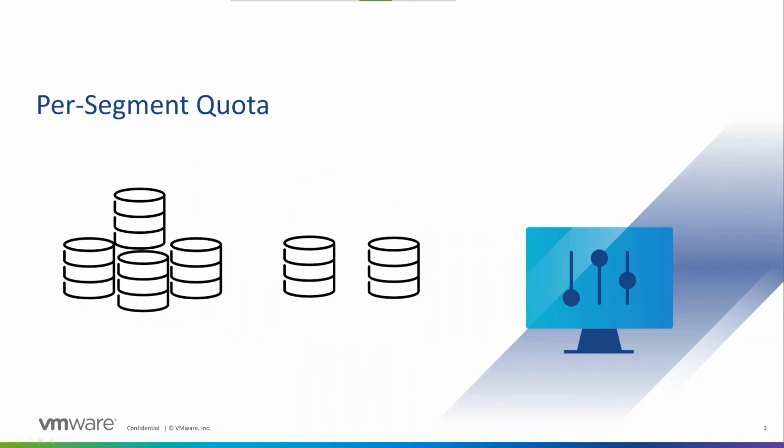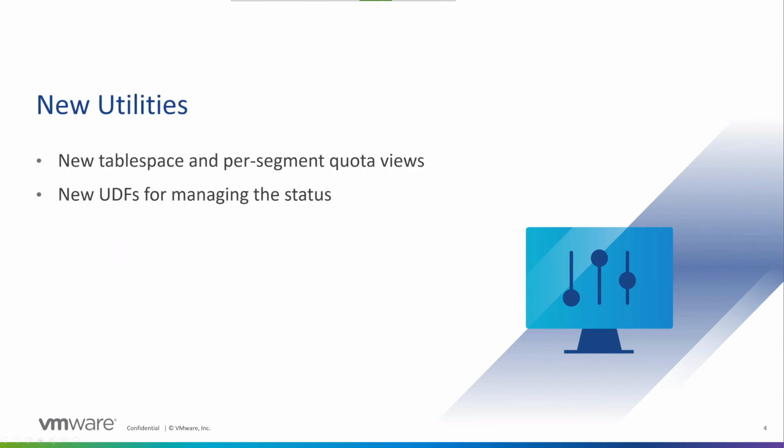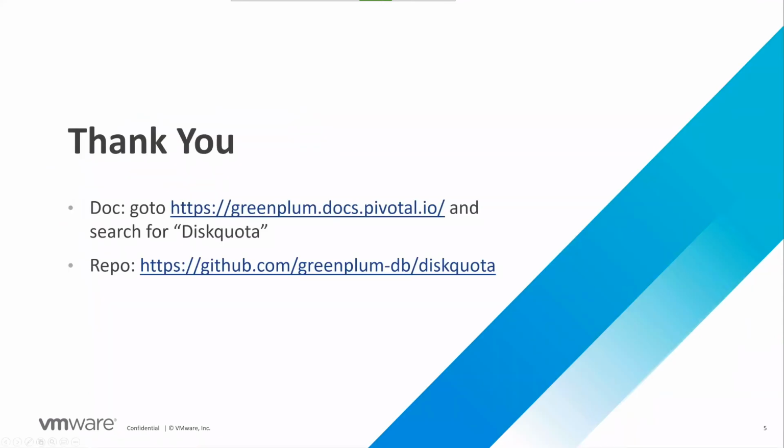This Quota 2.0 also supports setting a per-segment ratio to avoid unintended disk fill-up caused by severe data skewness, which means most of the data falls into a few segments. This Quota 2.0 also includes new utilities for management, including new quota views to check the quota usage, new UDFs to pause this quota temporarily, or to resume them, or to check its running status, etc. You can refer to the documentation of this quota for more details.